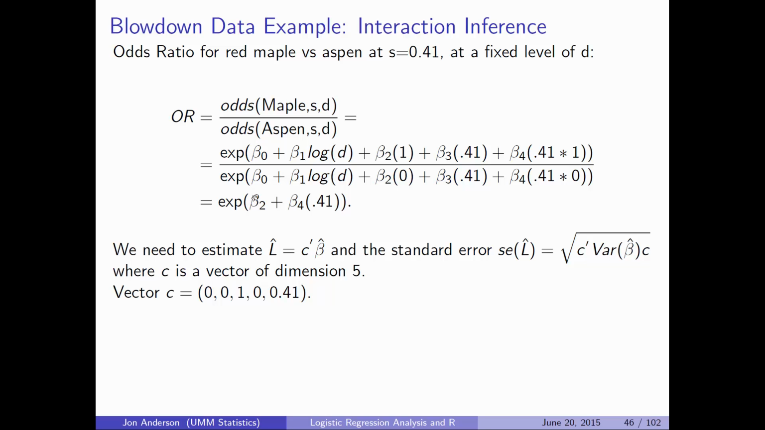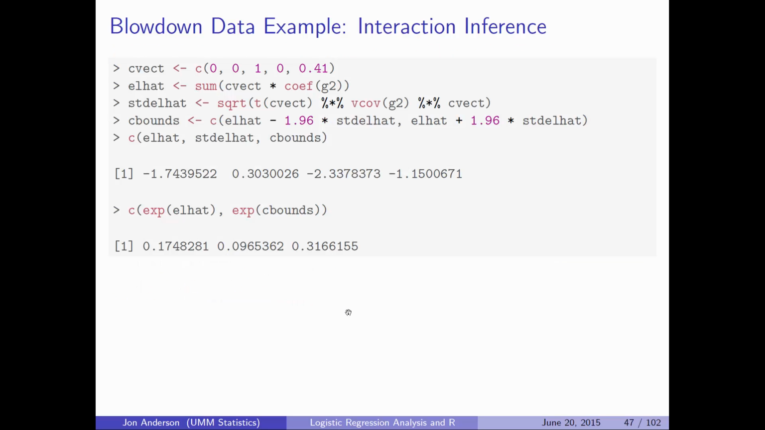It does have a 1 times a beta 2, so that's why we have a 1 in the beta 2 position. We wipe out beta 3. We don't have a beta 3, so we have a 0. And we do have a beta 4, which needs to get multiplied by 0.41. That's why we have that. We invoke the new coefficients. We run this code, and we see our final result is an odds ratio that is clearly less than 1.